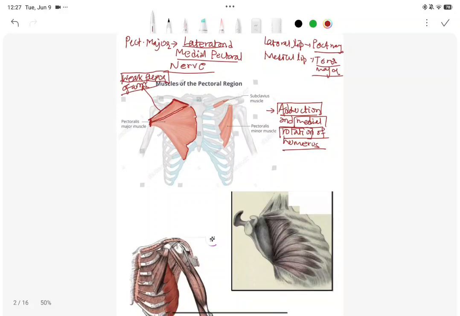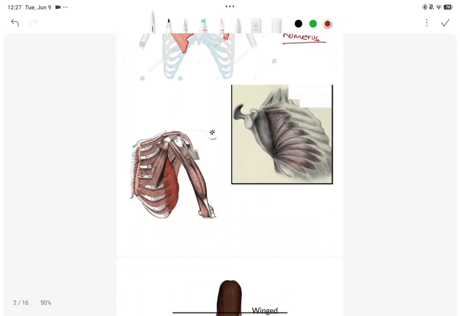So similarly, there is another one, the pectoralis minor, just beneath the pectoralis major. This is the pectoralis minor. As you can see here, this is the pectoralis minor. And this is the biceps brachii.